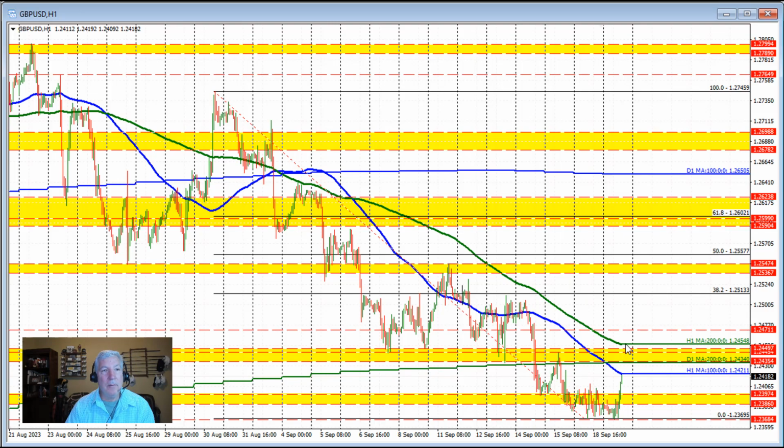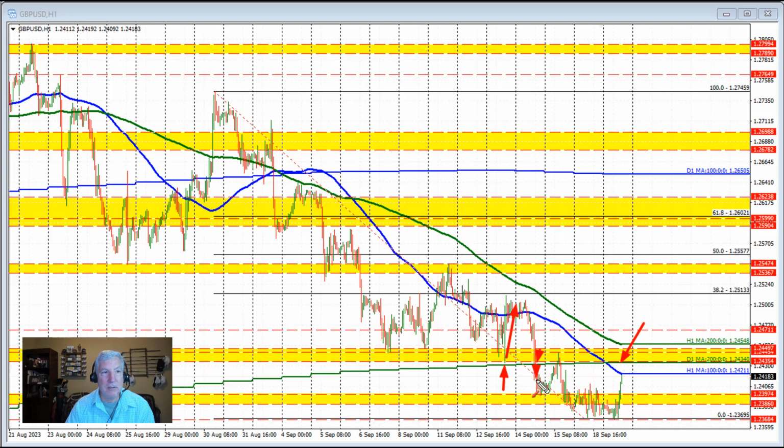So all month we've been below the 200-hour moving average. We'd have to get above that level to increase the bullish bias. In between the 100 and 200-hour moving average sits this other green line. This green overlay line represents the 200-day moving average. And going back to last Wednesday, the price came down to the 200-day moving average and bounced off it.